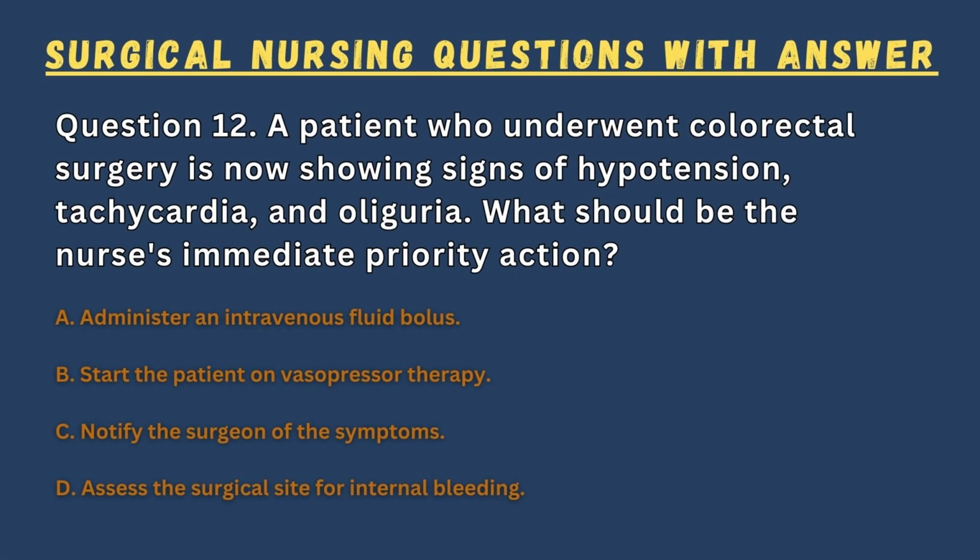Question 12. A patient who underwent colorectal surgery is now showing signs of hypotension, tachycardia, and oliguria. What should be the nurse's immediate priority action? A. Administer an intravenous fluid bolus. B. Start the patient on vasopressor therapy. C. Notify the surgeon of the symptoms. D. Assess the surgical site for internal bleeding.